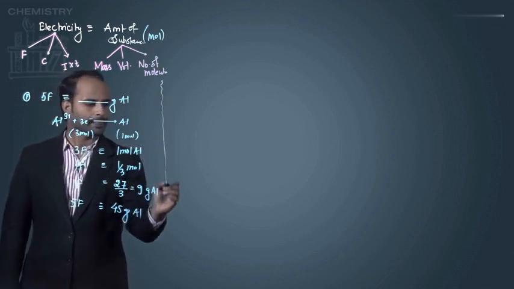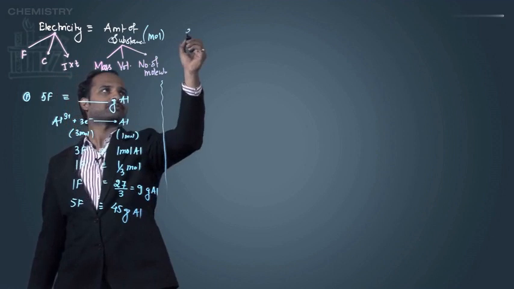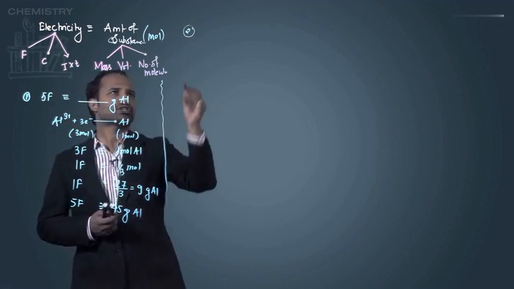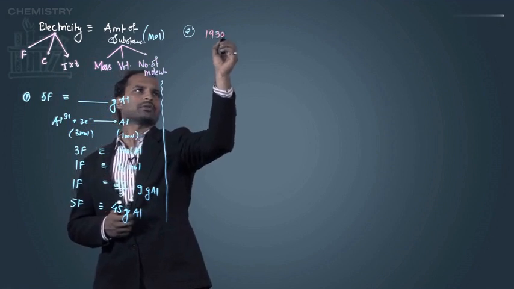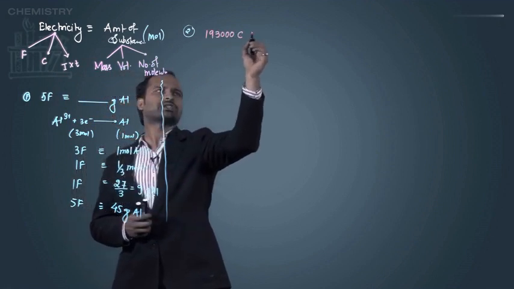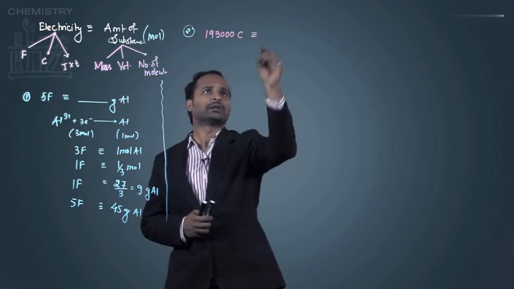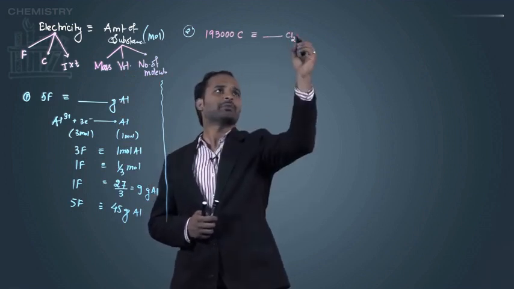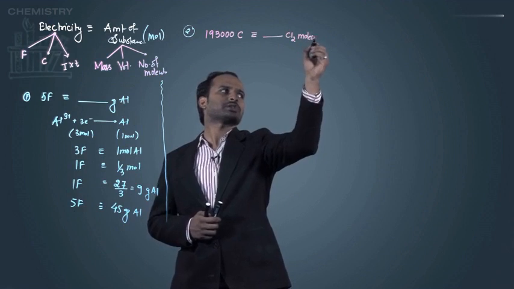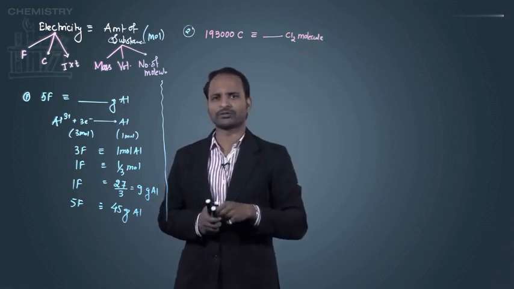Then second numerical. The question is: if I am passing 1,93,000 coulombs of electricity, and chlorine gas is evolved, then how many molecules of chlorine are evolved here?